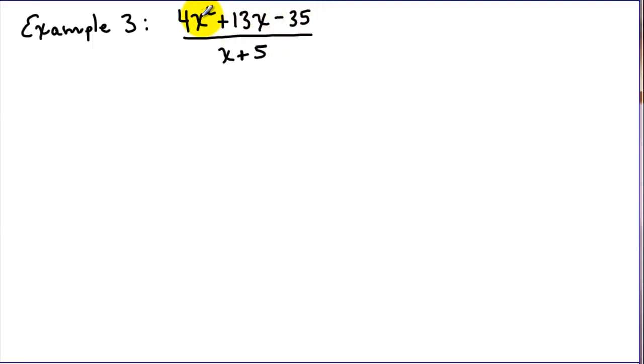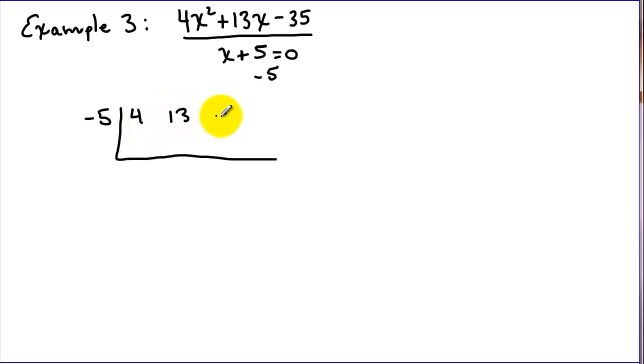So here we're not missing any powers. We have an x squared, an x to the 1st, and a constant. So all we have to do is figure out our 0 on the denominator. So that's negative 5. And we have a 4, a 13, and a negative 35. So we bring the 4 down, multiply, we get negative 20. Here we get negative 7 when we add those. Negative 7 times negative 5 is positive 35, and we get 0.